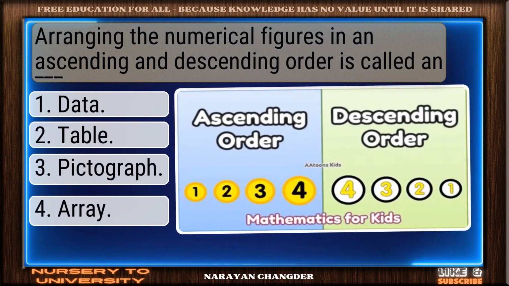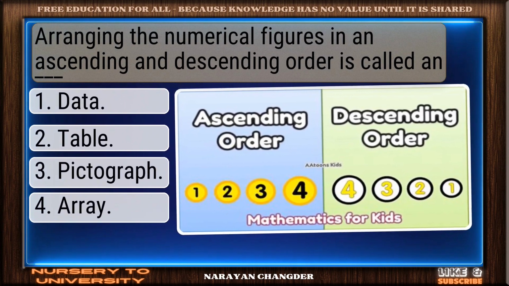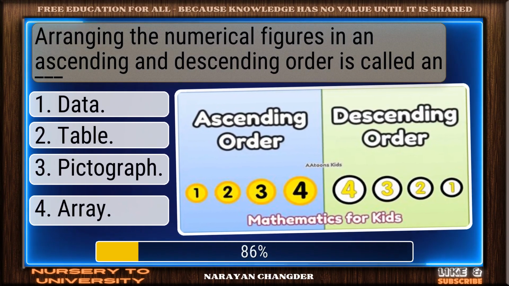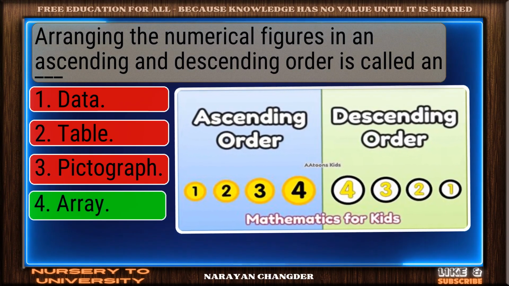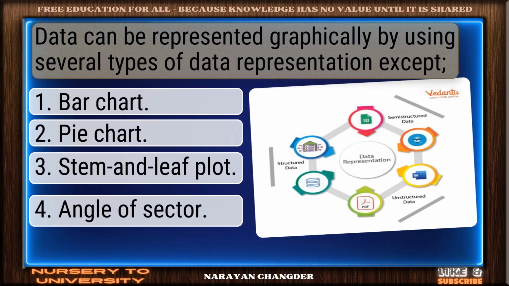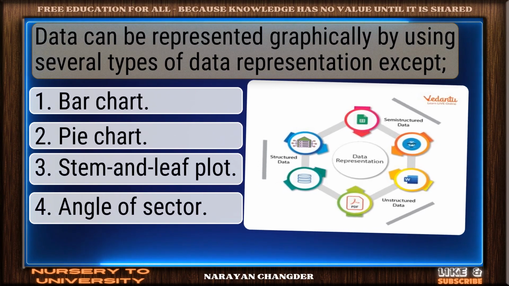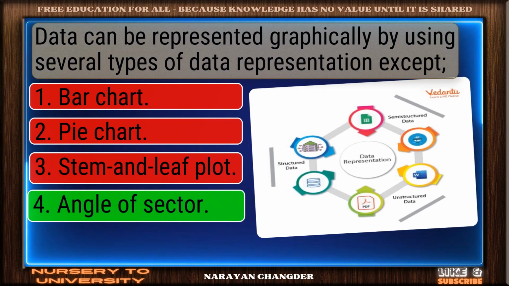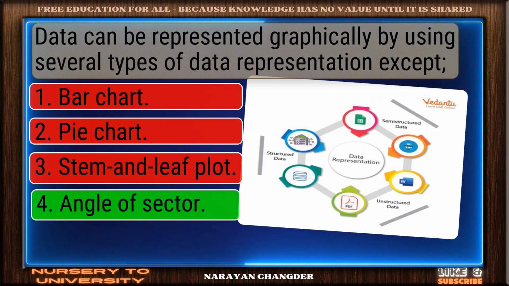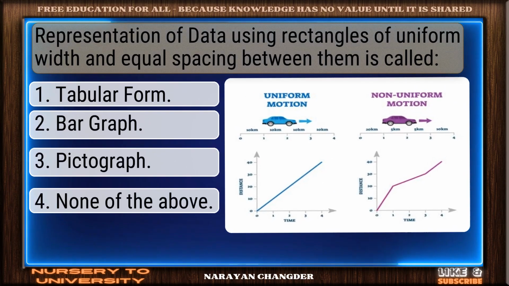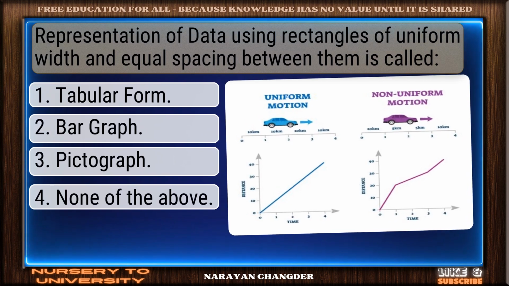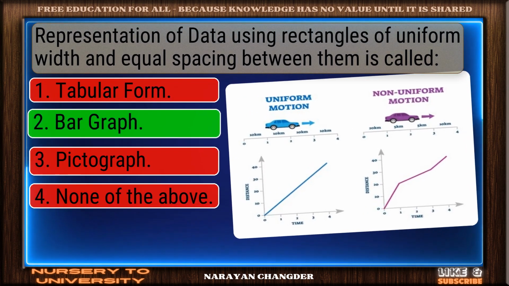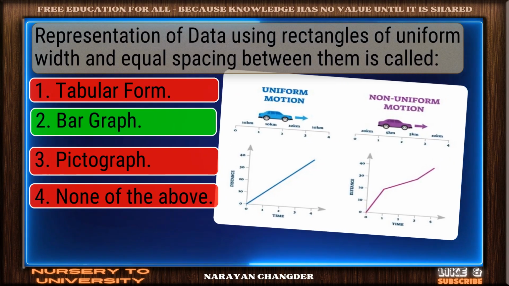Arranging the numerical figures in ascending and descending order is called an dash. You're right. Array is correct. Data can be represented graphically by using several types of data representation except. Smart pick. Angle of sector is correct. Representation of data using rectangles of uniform width and equal spacing between them is called. Perfect. Bar graph is the one.